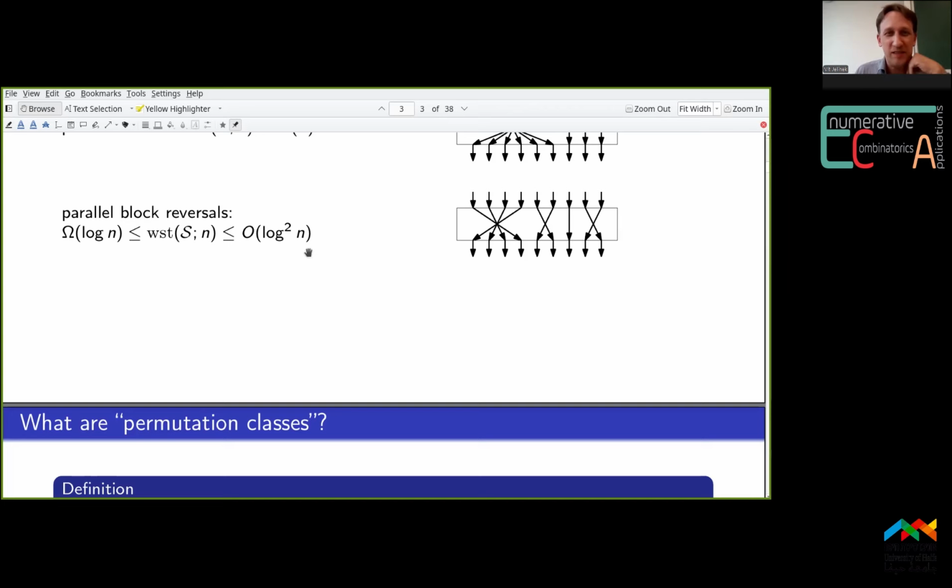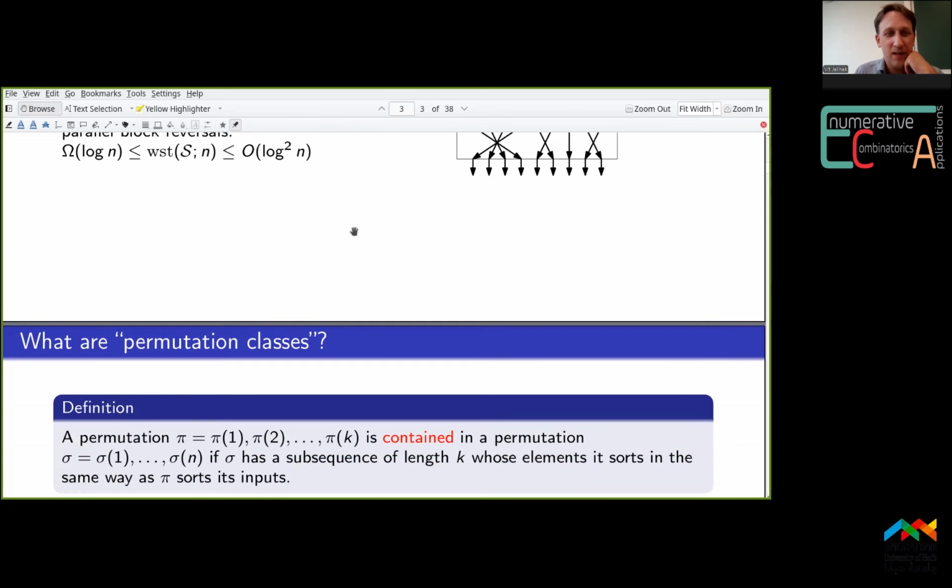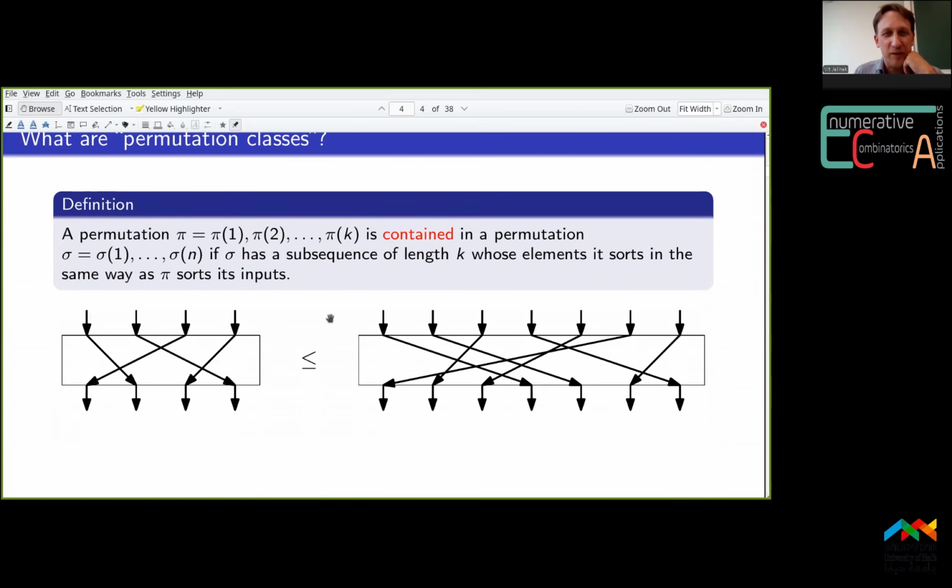So with these examples, it should be clear what I mean by a worst case sorting time. And I told you that I'm interested in the asymptotic behavior, but for a general set S of permutations, this doesn't make much sense because, I mean, if there is no restriction or no connection between what I can do to inputs of size n and what I can do to inputs of size n plus 1, then how can I even talk about asymptotics?